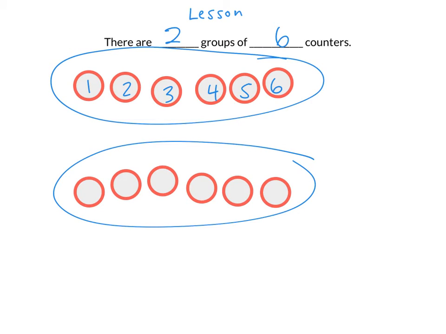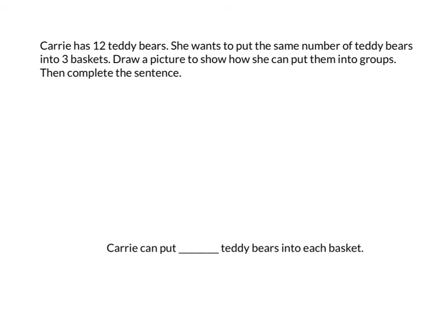Now the thing that is important is none of the amount of counters that I had changed. I still have 12 counters. So it's just in how I organize the groups and how I can see the different numbers by moving the counters around. So for the last part of the lesson, you might see some word problems.